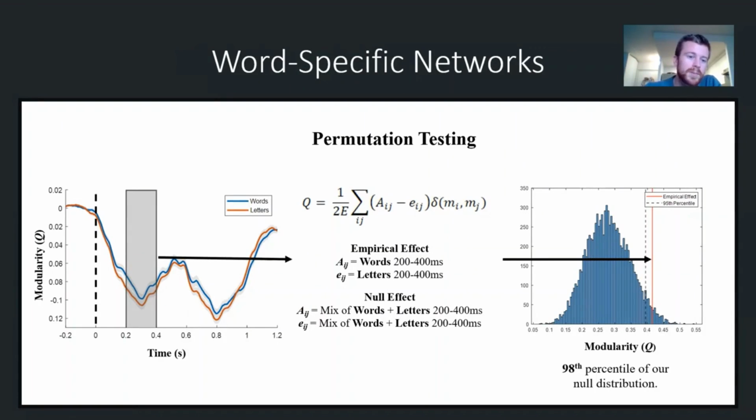We found that the word-specific network created in this time window, where connectivity is seen for words but not letter strings, was significantly more modular than we might expect based on chance. It was in the 98th percentile of our null distribution.